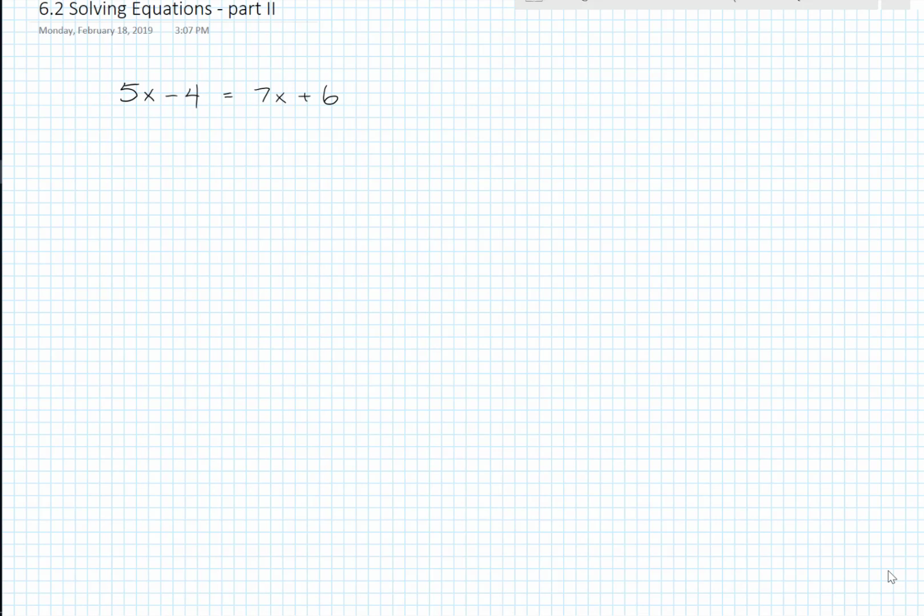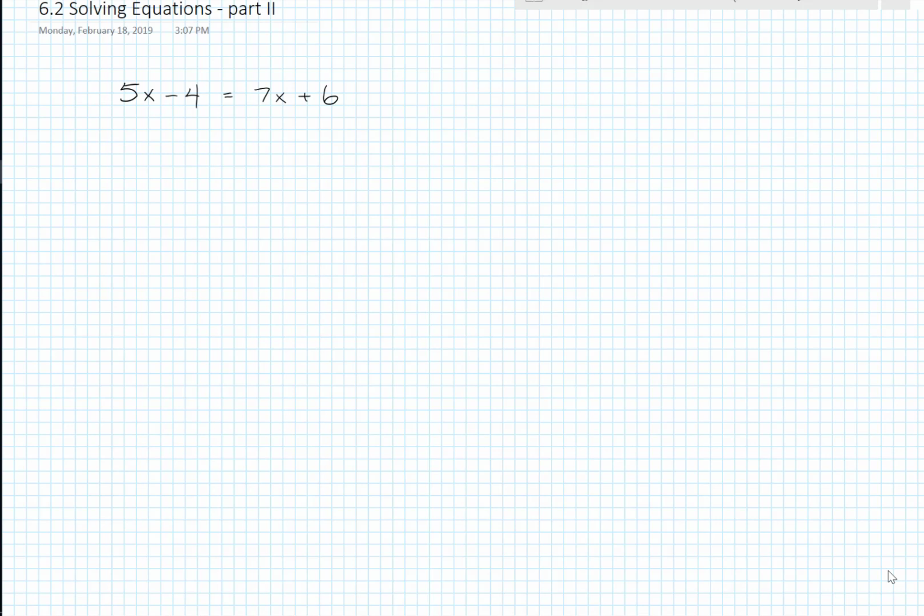Unlike all the examples I gave you in part one, where we only had one instance of a variable, here we have two. We've got the 5x on the left, we've got the 7x on the right. So the first step normally in solving this type of equation is to collect the like terms. That just means get the expressions involving the variable onto the same side of the equation and collect them, meaning add them together or subtract if necessary.